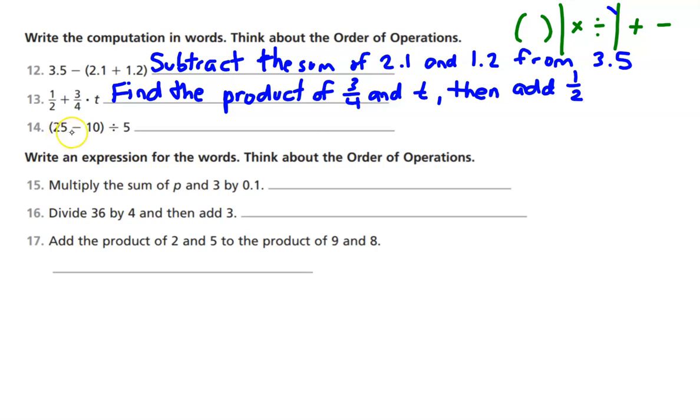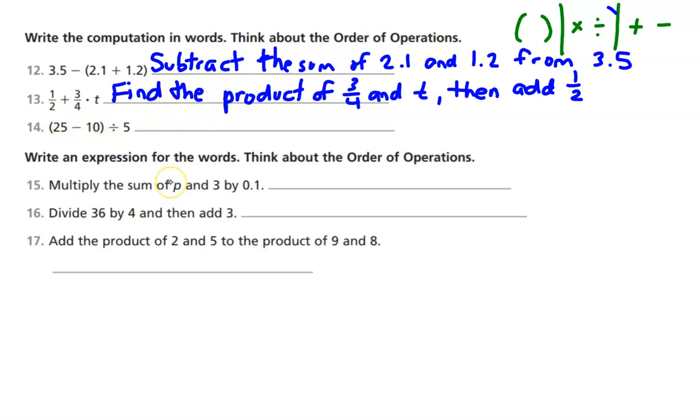So this one was (25 minus 10) divided by 5. Since these are in parentheses, you're going to do that first. So you would say, basically, the difference between 25 and 10 divided by 5. So you're going to find that difference first, and then you're going to divide it by 5.